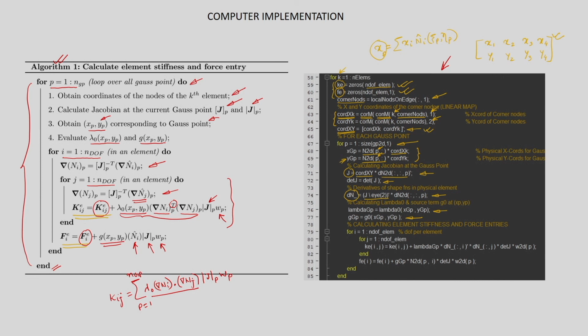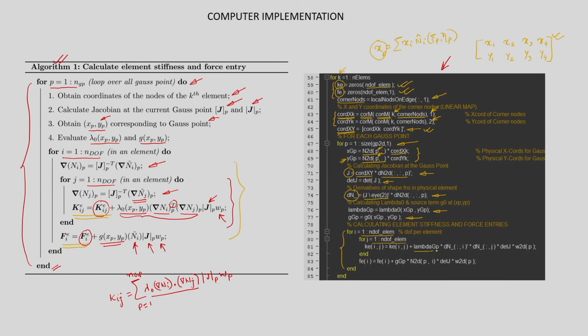Then we looped over i and j. That is exactly what we have done here. So, i goes from 1 to the number of degrees of freedom per element, and j goes from 1 to the number of degrees of freedom per element.